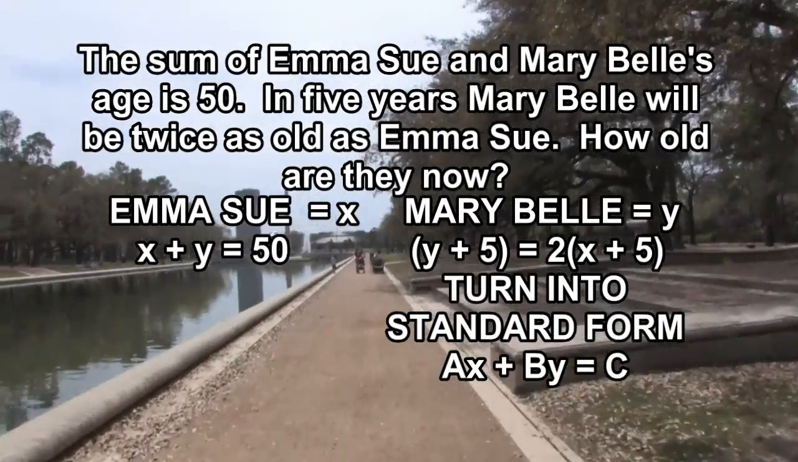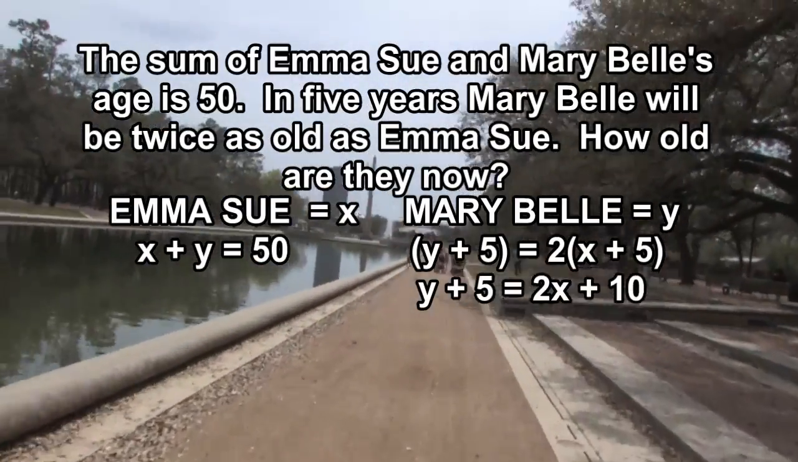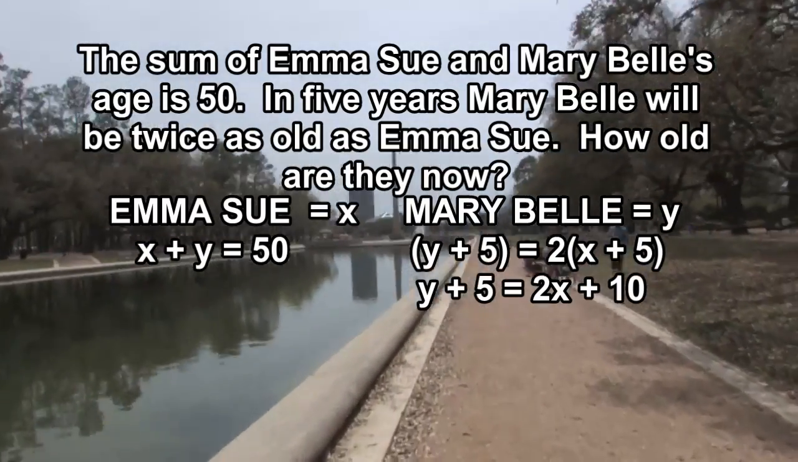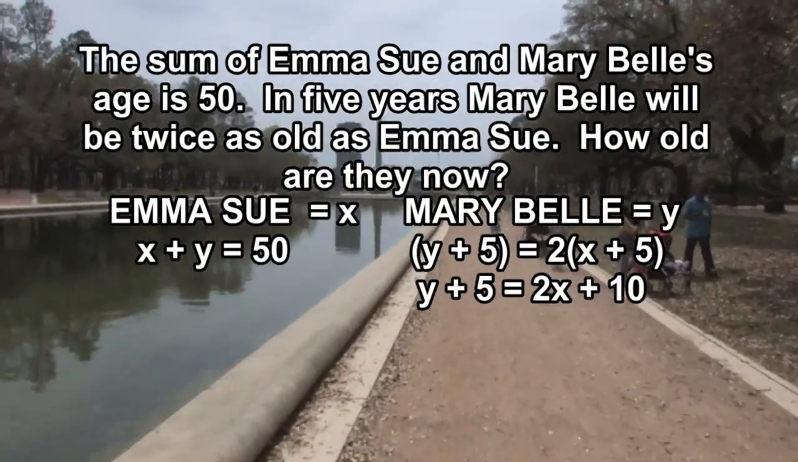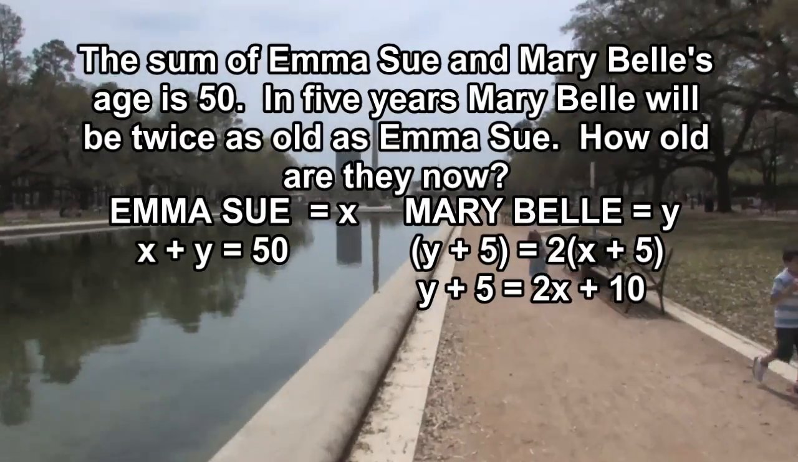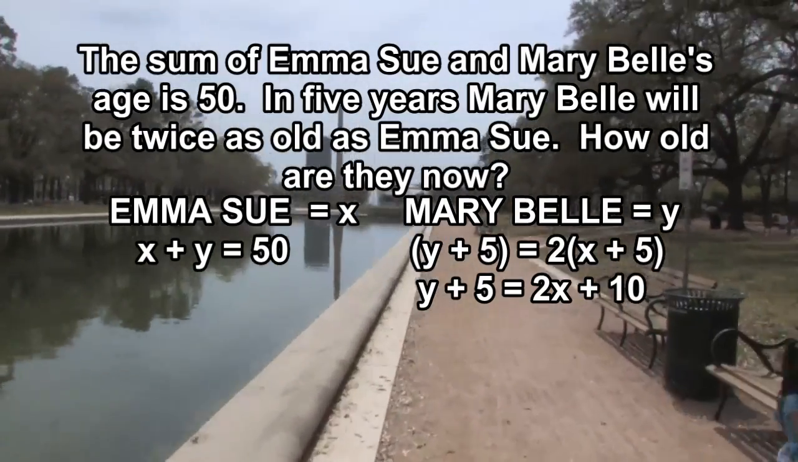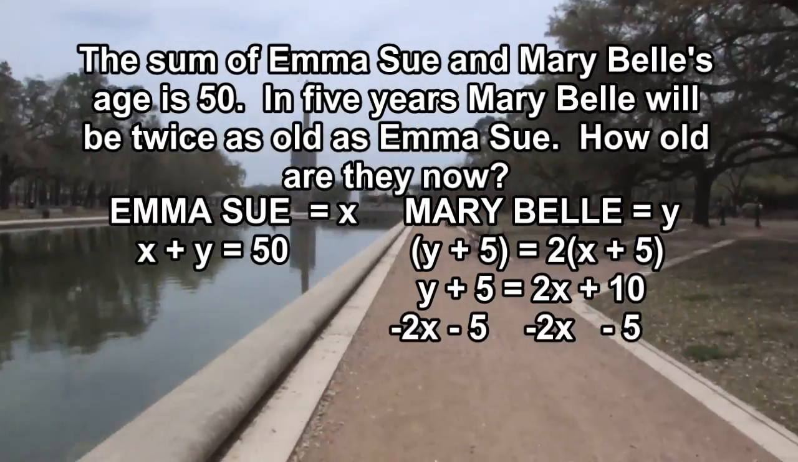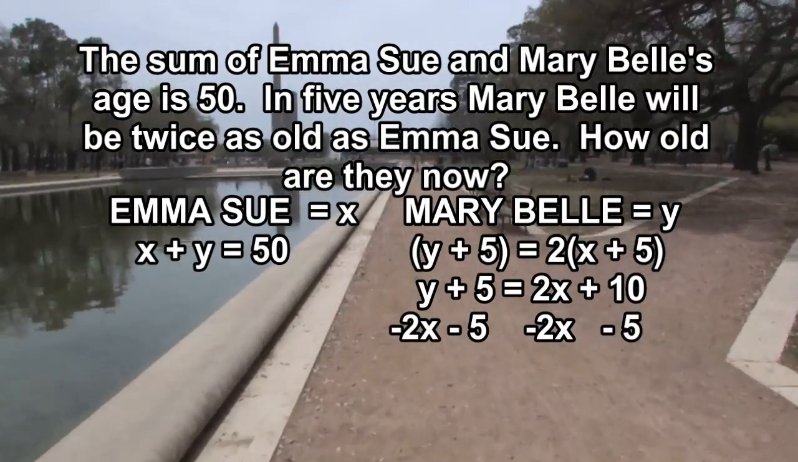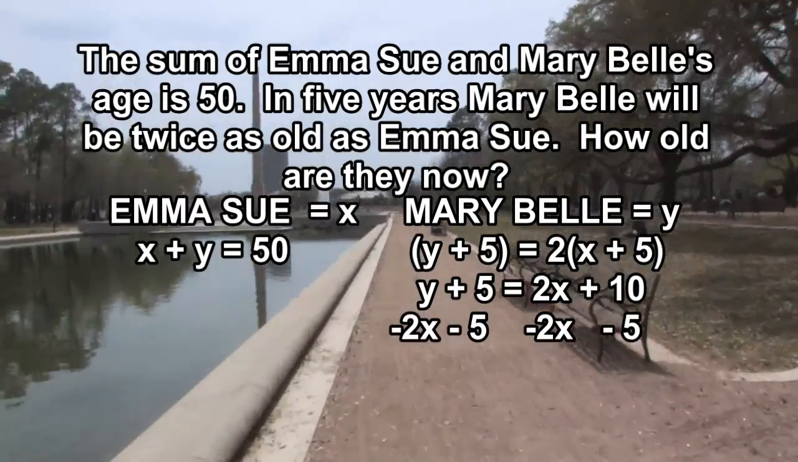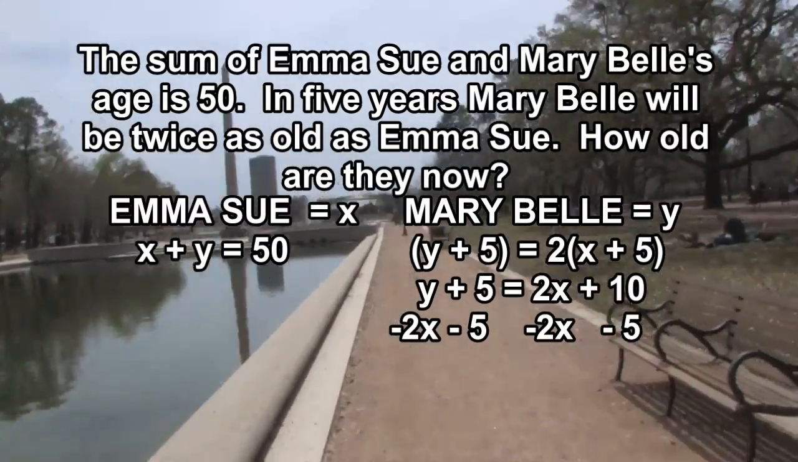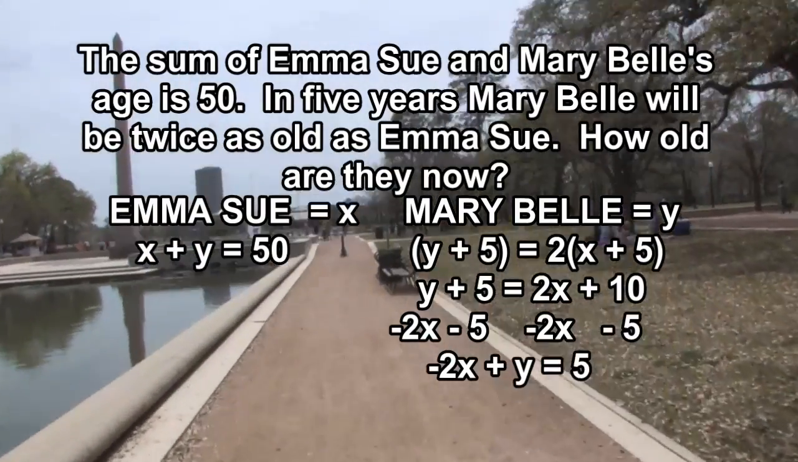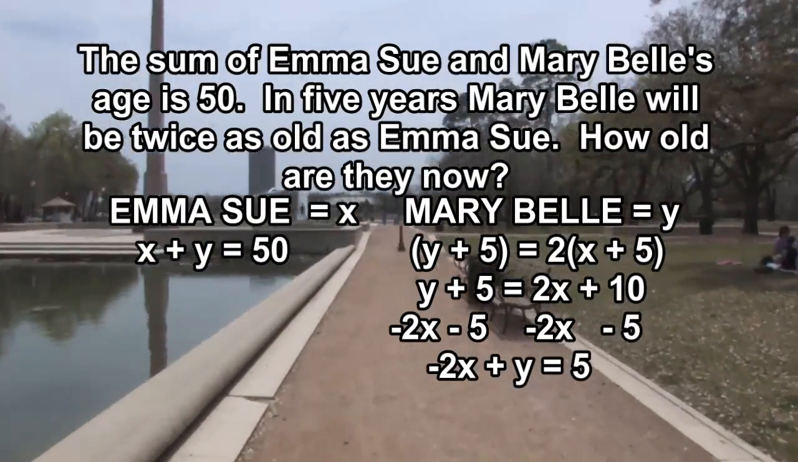The first step would be to use the distributive property on the 2. You'll multiply the x plus 5 by 2 and get 2x plus 10. That makes our equation y plus 5 equal 2x plus 10. The next step is to move the x to the left and the 5 to the right. So we'll subtract 2x from both sides and subtract 5 from both sides. This will make our equation negative 2x plus y equals 5.